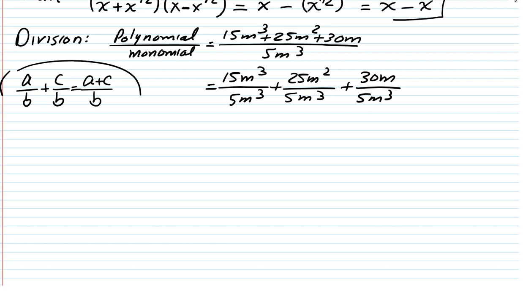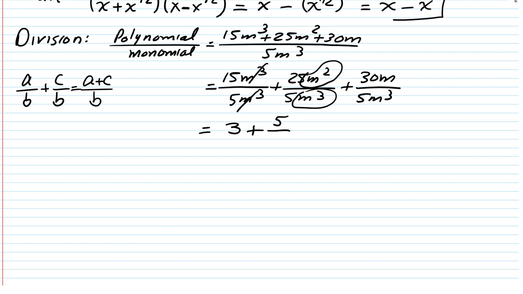So what are we going to do next? We're going to individually divide now. 15 divided by 5, that's 3. The m cubes cancel, so that's just 3. 25 divided by 5 is 5. Now I have 2 m's in the numerator, 3 m's in the denominator. When I cross these out, I just get 1 over m, or simply 1 m in the denominator.